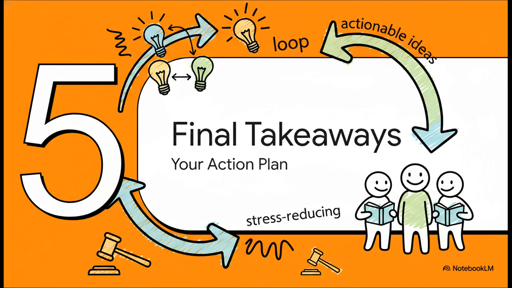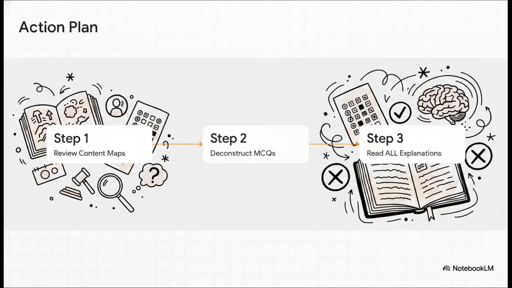And finally, Section 5, Final Strategy and Takeaways, your action plan. Let's pull all of this together into a highly actionable, totally stress-reducing study loop for you and your study buddies. Your attack plan is super simple. Step 1, use those content maps to isolate high-yield areas like negligence and individual rights. Step 2, practice the sample questions to really get a feel for their phrasing. And Step 3, meticulously analyze every single right and wrong explanation.